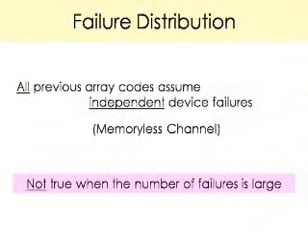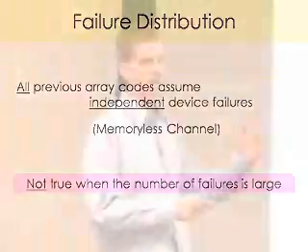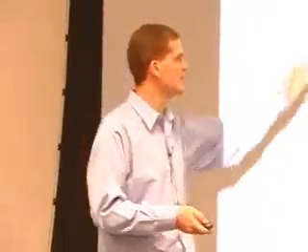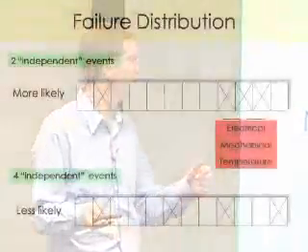So all previous works on array codes assume that the failures are independent. They basically just tell you how many devices fail with no respect to their locations in the array. That's like saying the channel is memoryless. But that's not the case in practice. If you have a large number of failures, you are likely to see errors that are correlated. They are not independent. And let's see what it means.